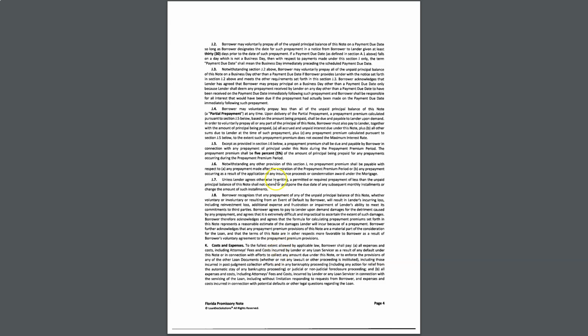Now, for this specific loan, this loan has on page 4 a prepayment penalty of 5% of the principal being paid for any prepayments occurring during the prepayment period. So that's how much the borrower would have to pay, 5% of the loan amount. Now, it does state that there could be additional costs and expenses that the borrower will need to cover.